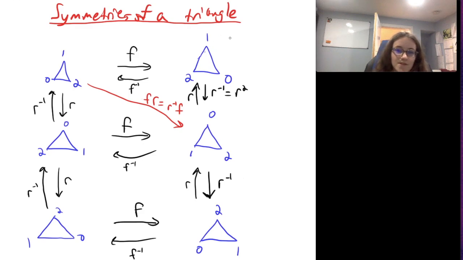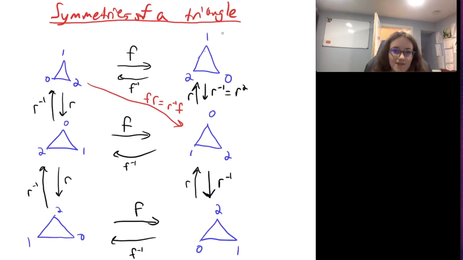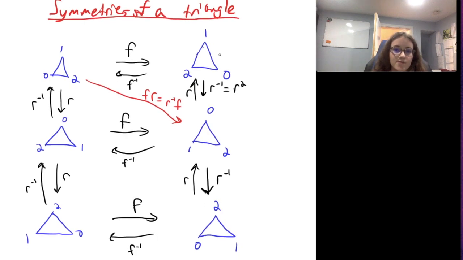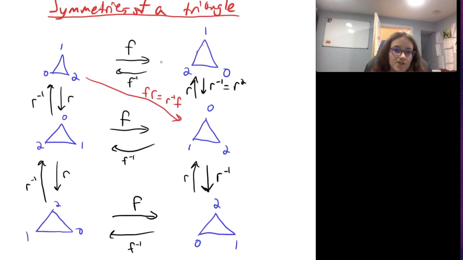So you have an equilateral triangle. We're going to label the points 1, 2, and 0. We're going to use reflections and rotations. To go from the one on the top to the one below it, you have a rotation. And to go back, you have the inverse of a rotation.